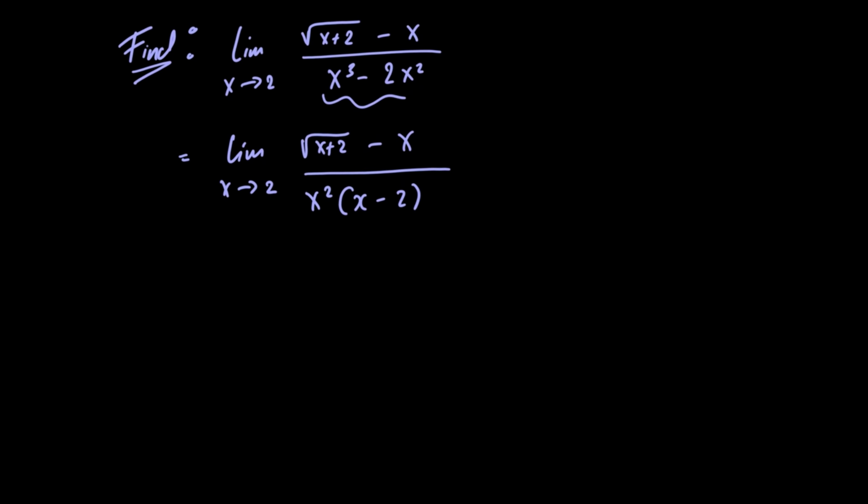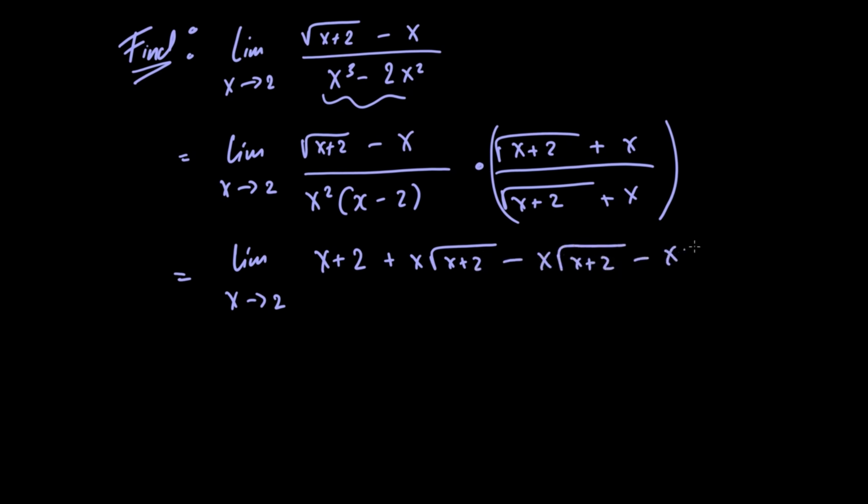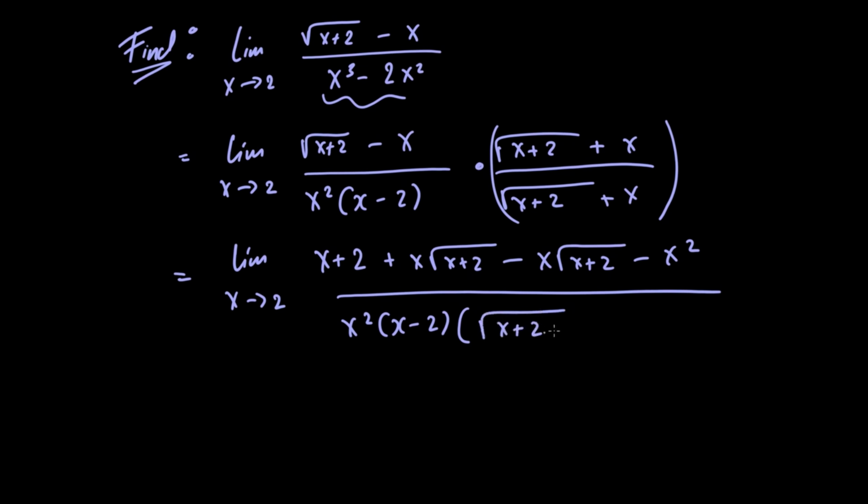Now we're going to go ahead and rationalise the numerator. So we're going to multiply by its conjugate, which is just the square root of x plus 2 plus x divided by the square root of x plus 2 plus x. This is equal to the limit as x approaches 2. The square root of x plus 2 multiplied by the square root of x plus 2 is just x plus 2. And we're going to have x multiplied by the square root of x plus 2 minus x times the square root of x plus 2 minus x squared. And we're not going to multiply out the denominator, so we're just going to have x squared multiplied by x minus 2, all multiplied by the square root of x plus 2 plus x.